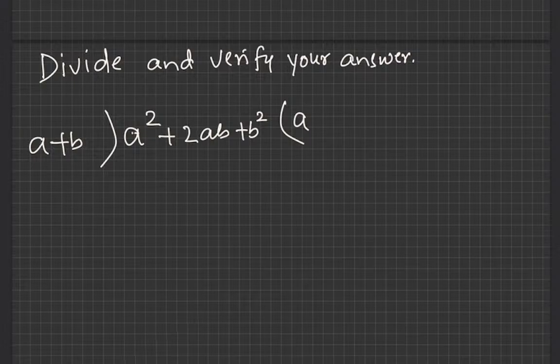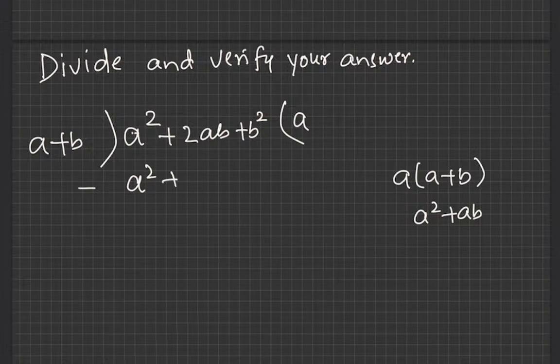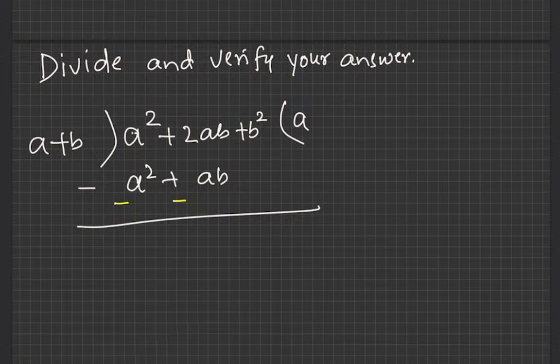Now a times a plus b will give me a squared plus ab. So I'm going to subtract that. So a squared plus ab, I'm going to change the sign. So it's a positive a squared, so I'm going to make it negative. And I have a positive ab, I'm going to subtract that. Now I'll get negative ab. Now a squared and negative a squared get cancelled.